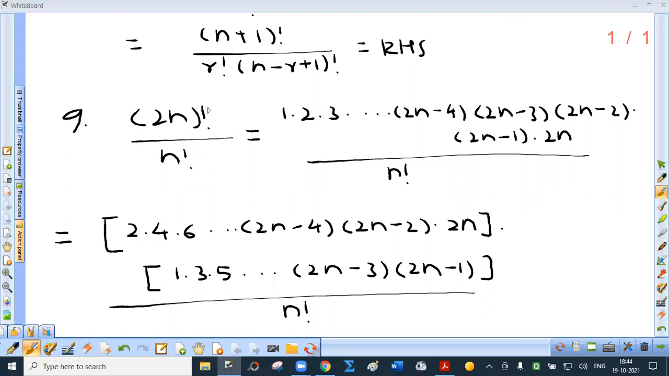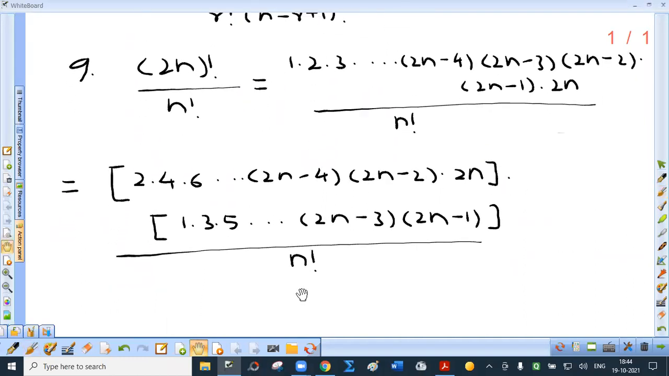Now, the numerator is the product of the first 2n natural numbers, and the denominator is as it is. Let me explain. Now I have made two groups. You will observe that in the first group I have included 2, 4, 6, 2n minus 4, 2n minus 2, 2n. All these are even numbers. In the second bracket I have written odd numbers. 1 is odd, 3 is odd, 5 is odd, 2n minus 3 is definitely odd. The last odd is 2n minus 1. Okay. Denominator as it is.